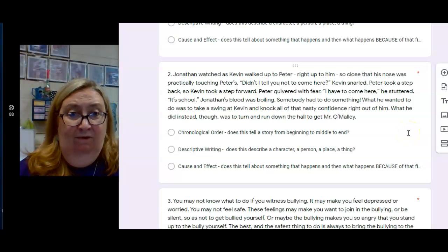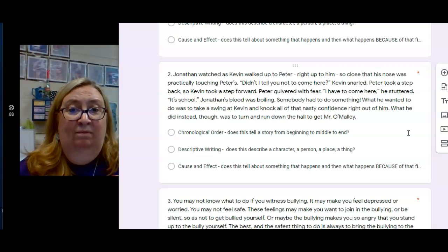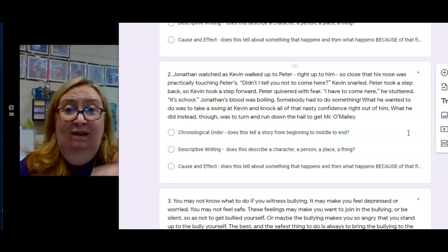Jonathan watched as Kevin walked up to Peter. Kevin and Peter had words. Jonathan's blood was boiling. He ran down the hall to get Mr. O'Malley. There are events that are happening, and we're learning about them in the order that they happened. So that is chronological order.